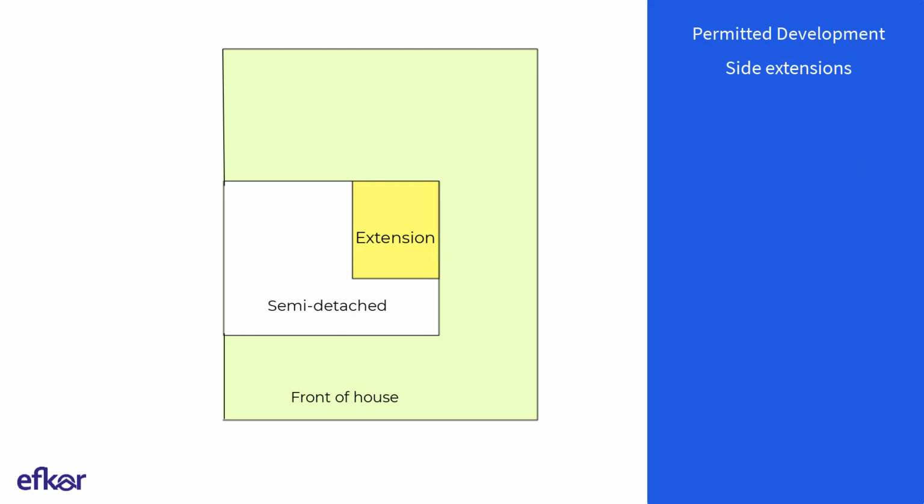With prior approval secured for this semi-detached house, PD rules permit a maximum 6 meter depth for the extension from the rear wall. The maximum permitted width of the extension is half the 10 meter width of the original house. In this example, the 6 meter long by 4.5 meter wide extension is PD compliant.